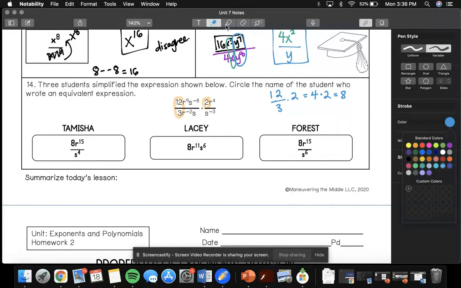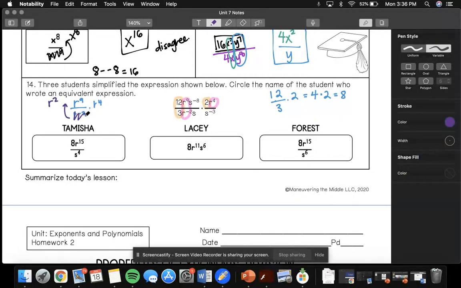All right, now I'm going to do the r's. Okay, I see r to the ninth, r to the negative 2, and r to the 4. Again, me personally, I'm going to move any negative exponents. So I'm going to move this one up and make it a positive exponent. Then I just have r to the 2, 9, and 4. So that means I can add them all together. So it'd be 11, 15. Okay. So when I check, I have 8 and I have r to the 15th.